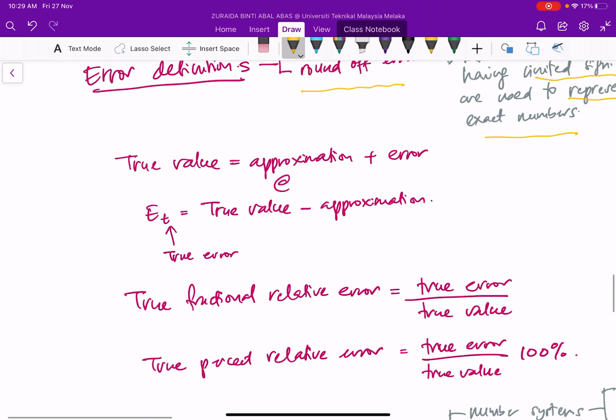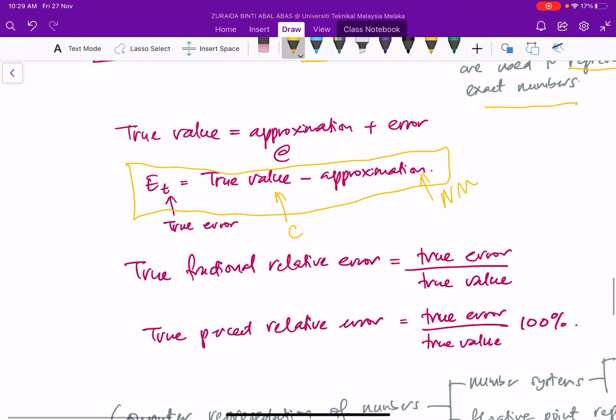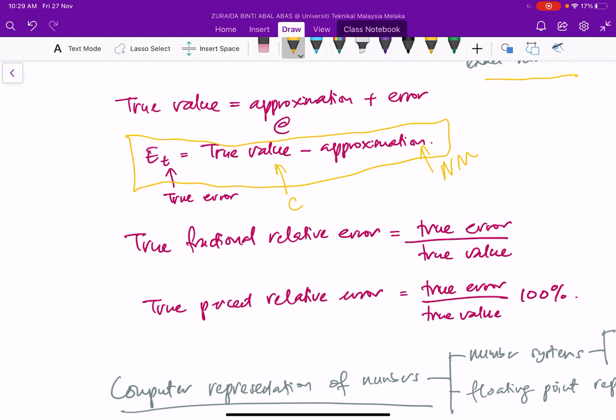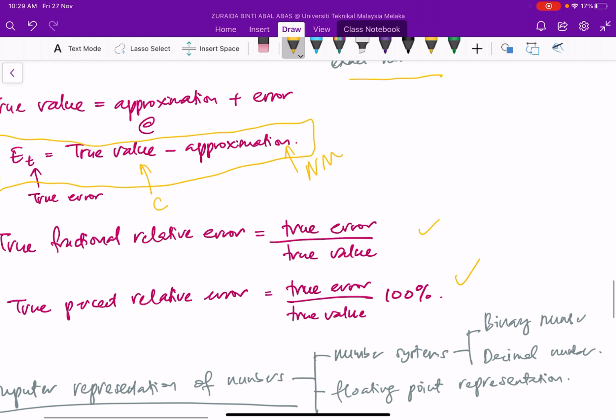Of course you have the true value. The true value is equal to approximation plus error, or in other terms, true error is equal to true value minus approximation. Approximation is what you get using the numerical methods, and the true value is sometimes obtained using an exact method. Here, we always use calculus and so on. You need to know the true fractional relative error and also the true percent relative error, just like this one, which you can find in the notes.